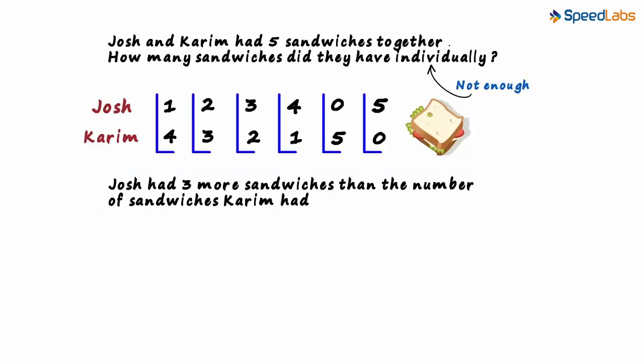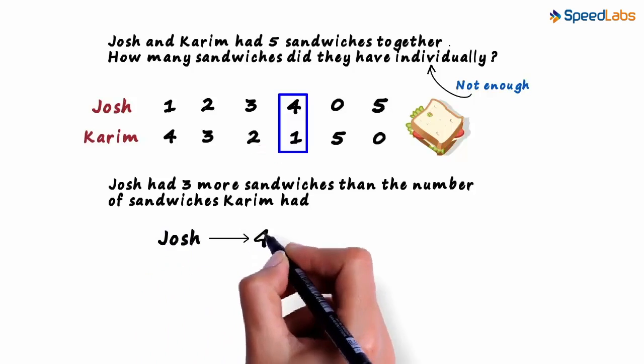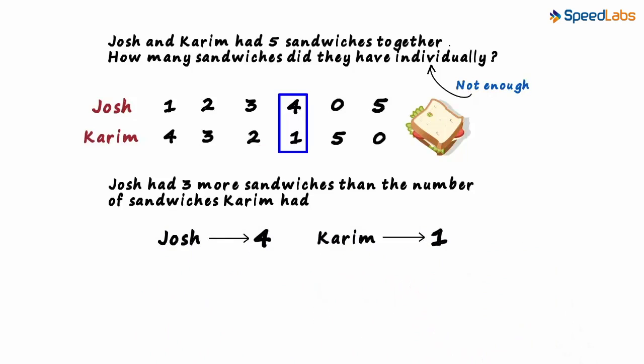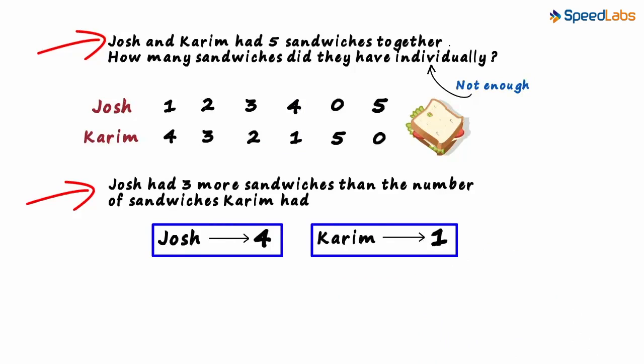Now look at the 6 possibilities carefully. Among these 6 possibilities, there is only one case in which Josh had 3 more sandwiches than the number of sandwiches Kareem had. It is this one. Now we can say that Josh had 4 sandwiches and Kareem had 1. We needed 2 pieces of information to figure out the number of sandwiches they had individually.